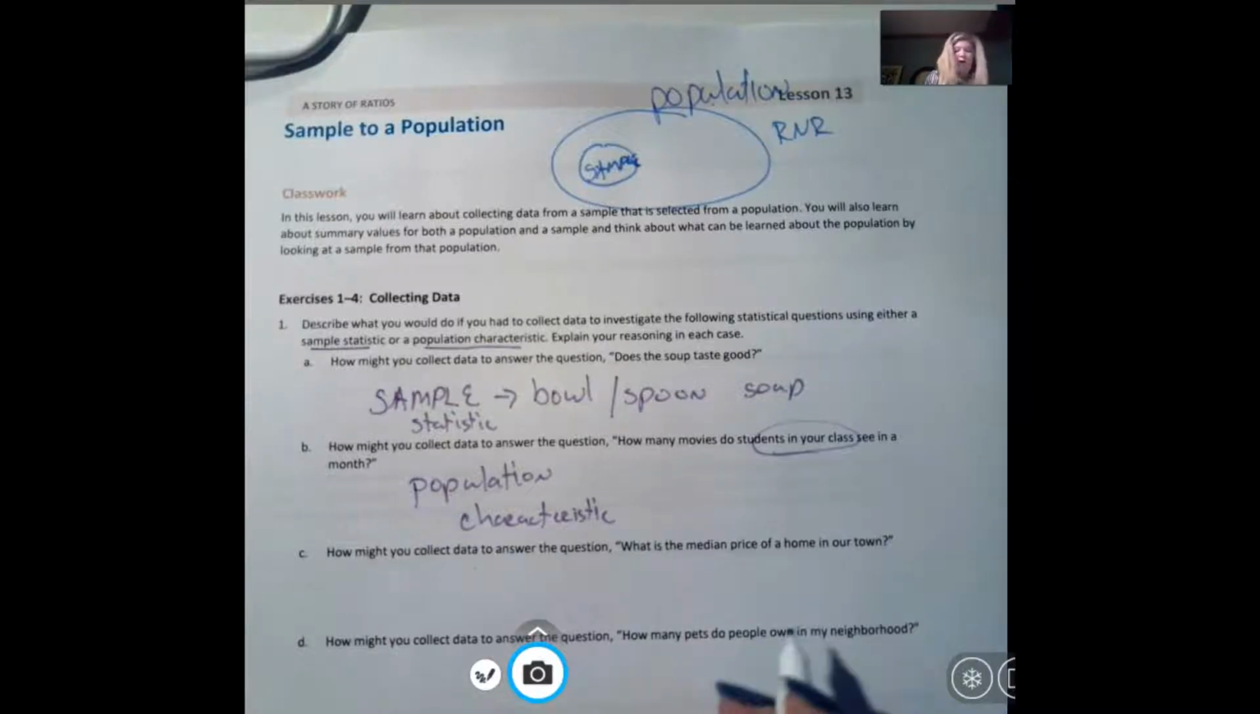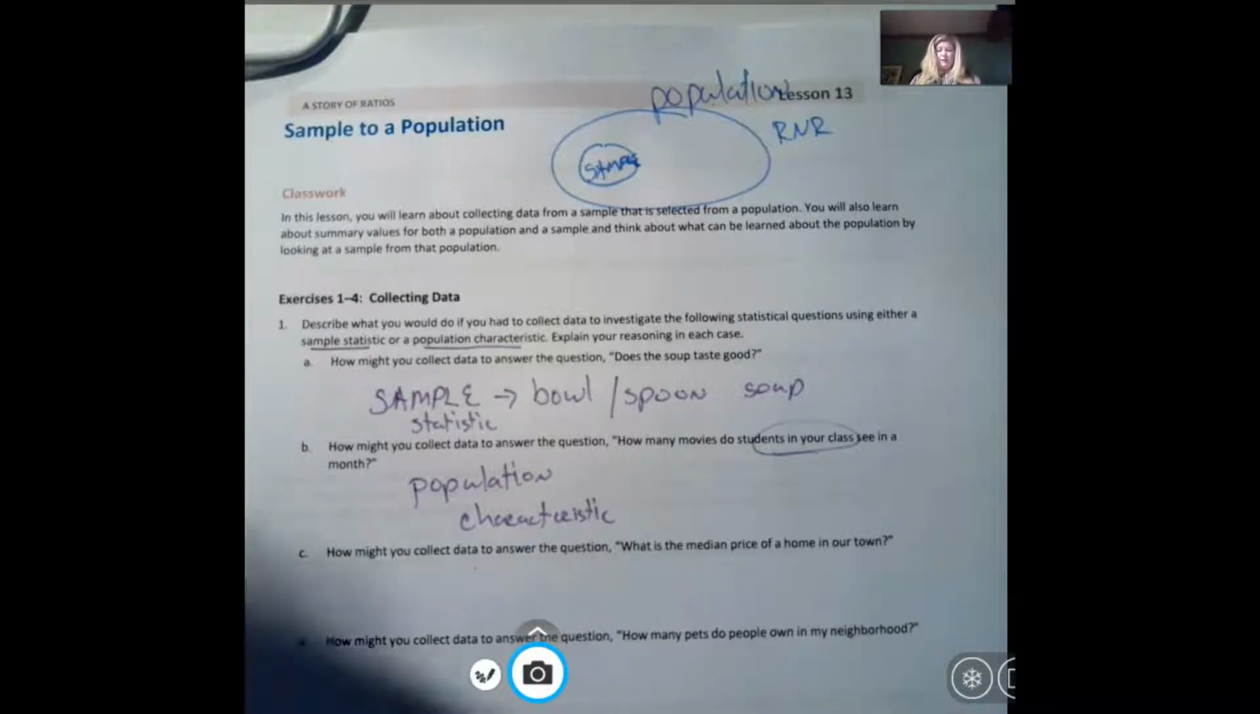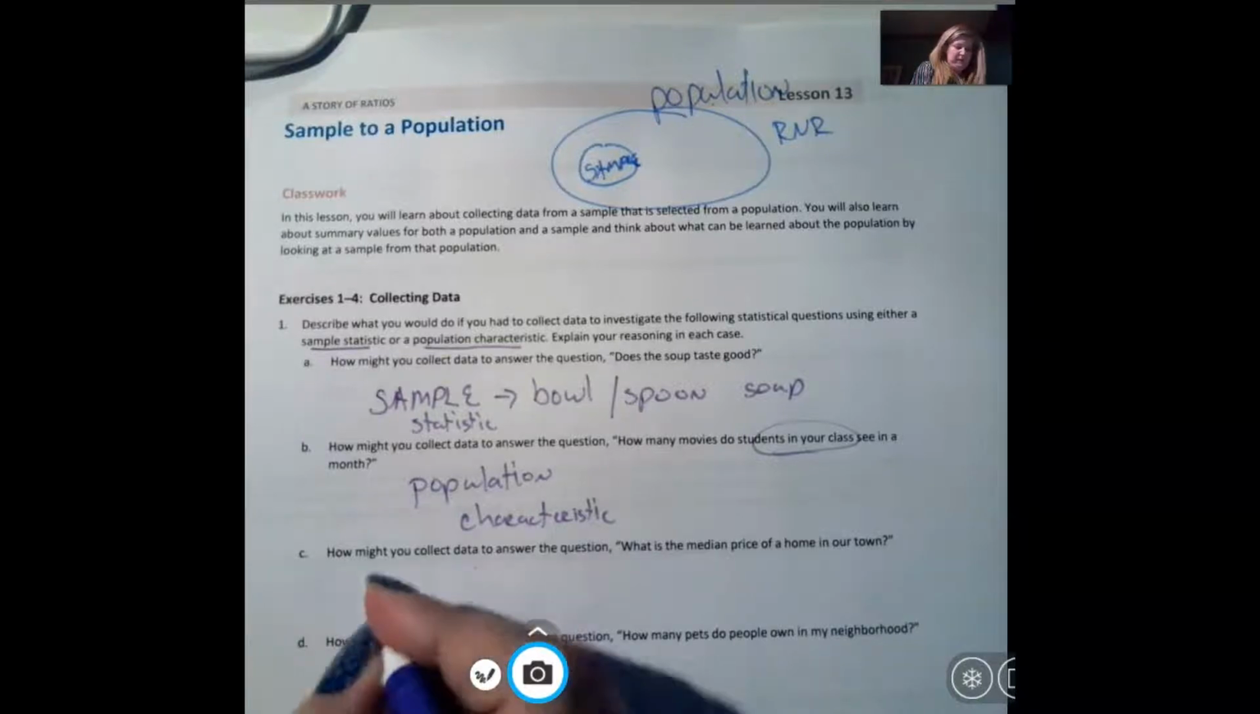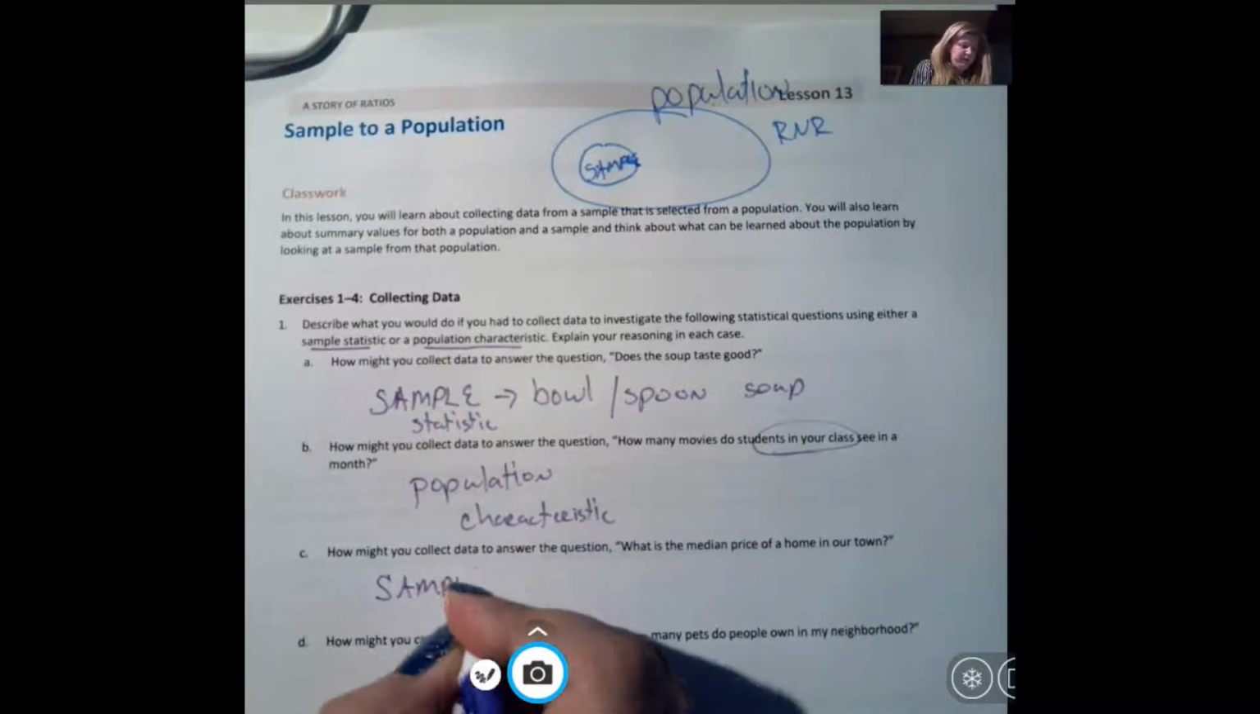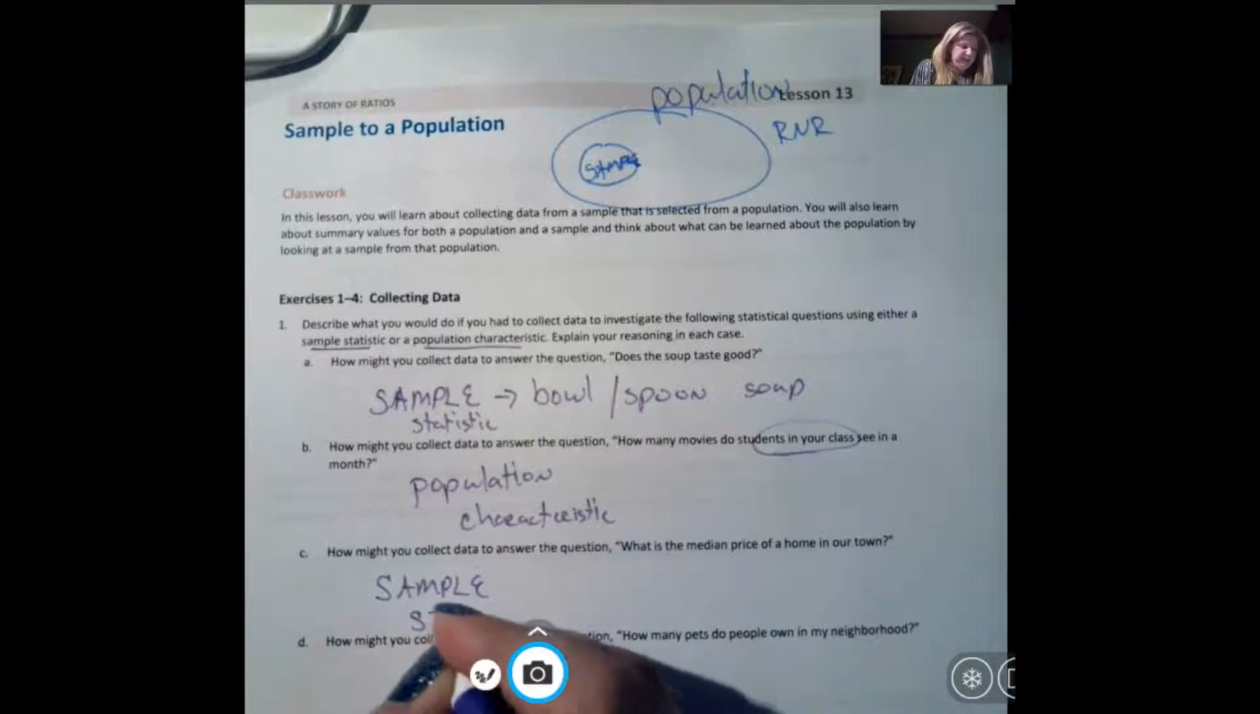Okay. How might you collect data to answer this question? What is the median price of a home in our town? Well, it would not be reasonable to go and find the price or the value for every home in Kingsport. So what might be reasonable? Maybe I could look at some of the houses that are for sale and get a different sampling of different neighborhoods, but it's certainly not going to be reasonable to find the price for every home in the city. So this would be better answered with a sample statistic.